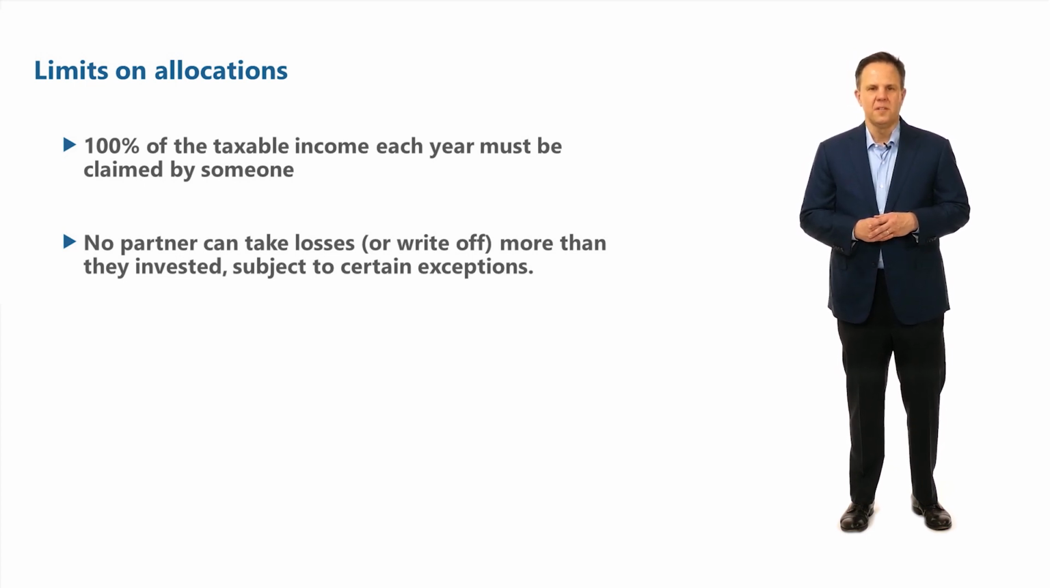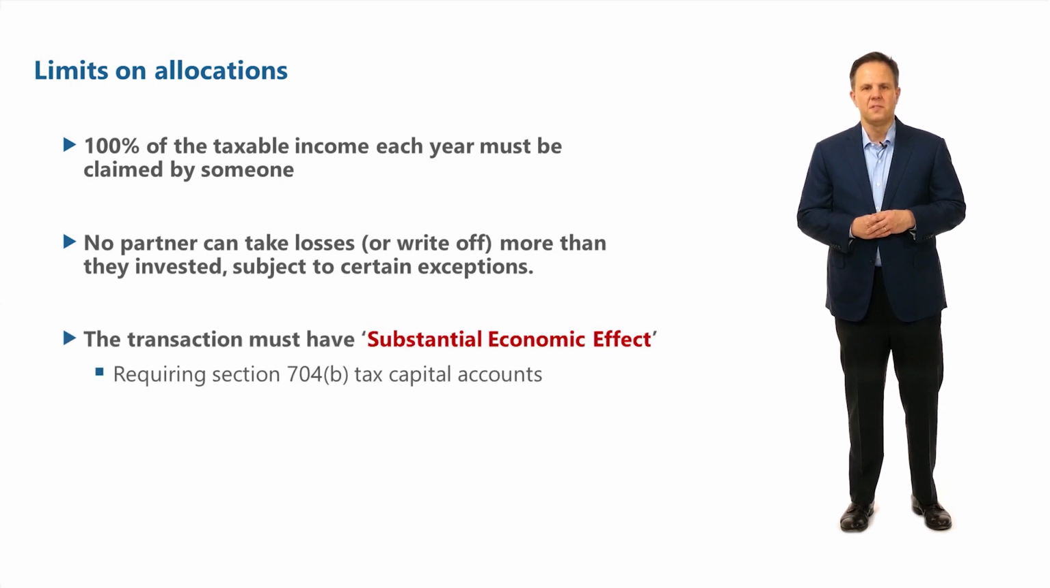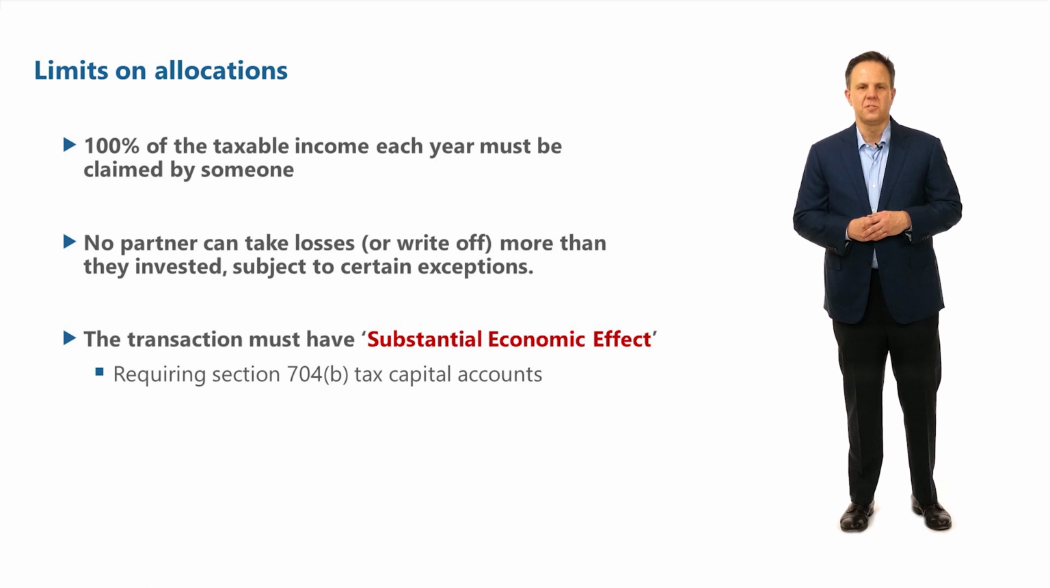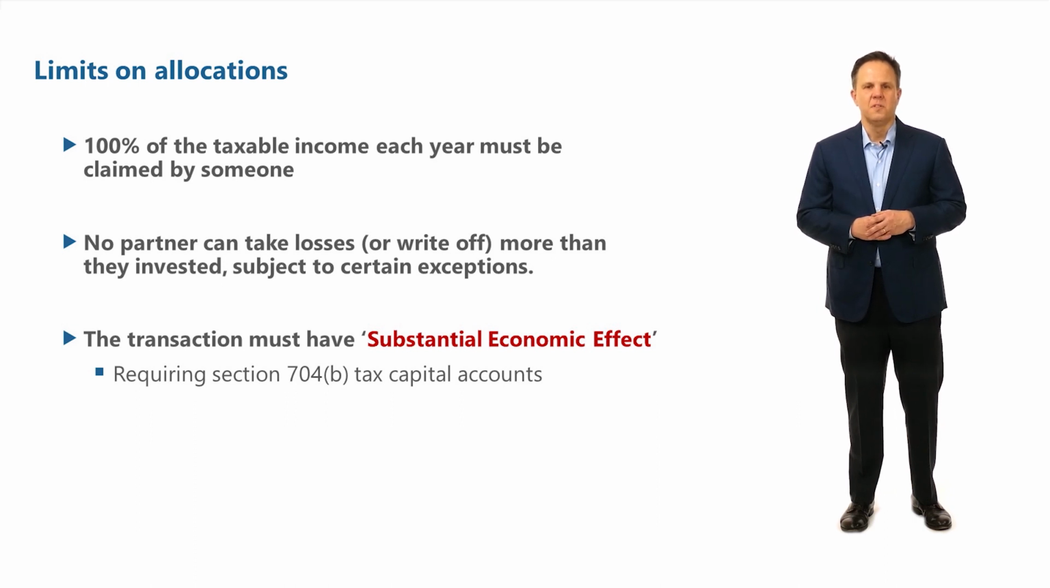Third, the transaction must have substantial economic effect. This is governed under Section 704(b) of the tax code, which requires first and foremost that the capital accounts for each partner are maintained in accordance with a set of technical tax rules, some of which are intuitive and some of which certainly are not. We will develop these accounts together and cover some additional rules as we get to them.